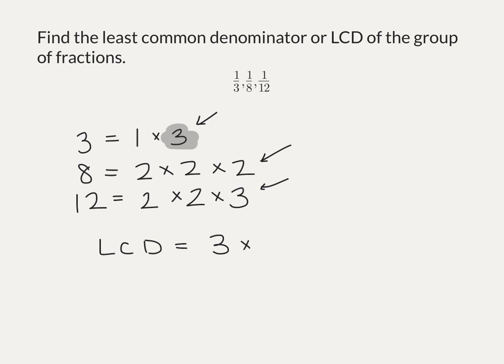Now we're going to look at the factor 2. And we want to write down the greatest number of times that 2 appears in any one group. So if we go to the top, or the first group, we see that 2 appears 0 times in the first group, it appears 3 times in the second group, and it appears 2 times in the third group. So 2 appears the greatest number of times as 3 times. So we'll write down three 2's.